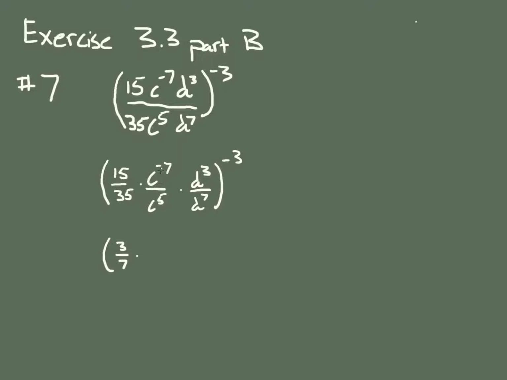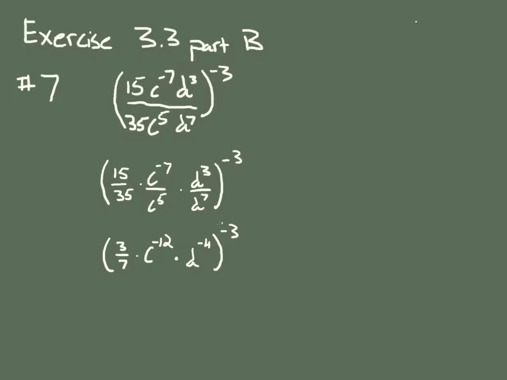Now I see that I've got the variable c raised to a power, so I know I can combine these. The rule for dividing exponents is you subtract them. So it's going to become c to the negative 7 minus 5, which ends up being negative 12. I'm not going to put this in fraction form yet, and you'll see why in a little bit. Then I multiply that by d to the 3 minus 7, again just like c, so I subtract when I'm dividing. 3 minus 7 is negative 4. Now this is all being raised to the negative third still.